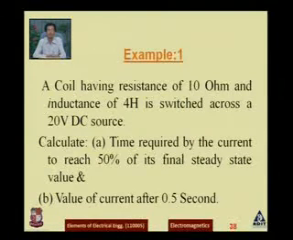In this example, a coil, that is an inductor, having a resistance of 10 ohm and an inductance of 4 Henry is switched across a 20 volt DC source. So it is the same circuit that we have used in the analysis. We can understand that a 20 volt DC battery is connected with R and L. The value of R is equal to 10 ohm and the value of L is equal to 4 Henry.